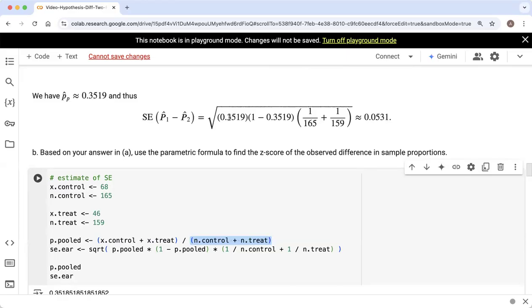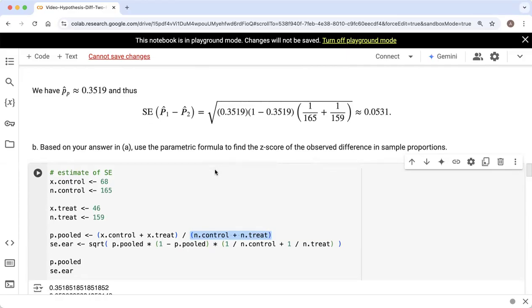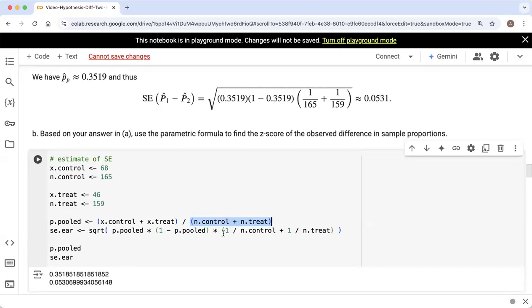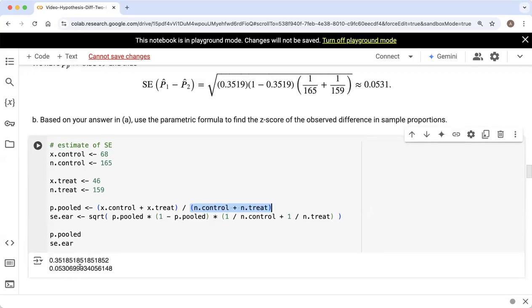And you just want to be really careful about how you enter these formulas into a calculator or R, that you're using your parentheses carefully. So right here, these parentheses go around the entire sum of 1 over 165 plus 1 over 159. So I've entered that carefully down here in this R code cell. The output is telling me the pooled proportion as well as the standard error for this null distribution.